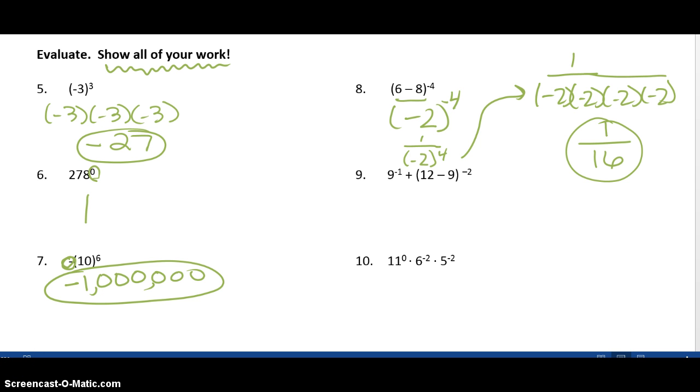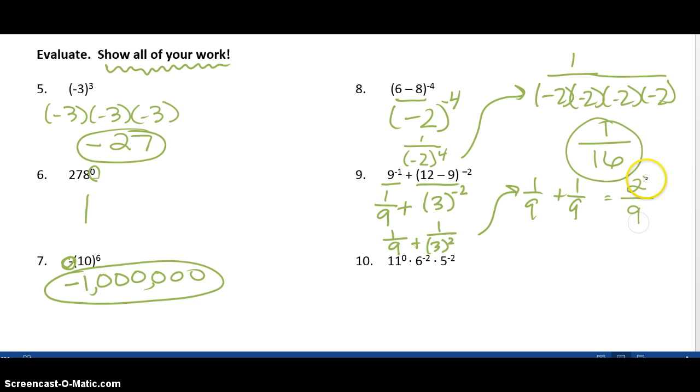For number 9, it's a little bit longer, a different expression, so we're going to take it one step at a time with each of these terms. So 9 to the negative 1st, I'm going to just write that as 1/9 plus, now this has parentheses, 12 minus 9, so we have to do that first. So it's going to be 3 to the negative 2, so it's just 1/9 plus 1 over 3 squared, which is the same as 1/9 plus 1/9. Since we have common denominators there, we can just add those numerators, keep the denominator. So it ends up being 2/9. That's our final answer for that one.